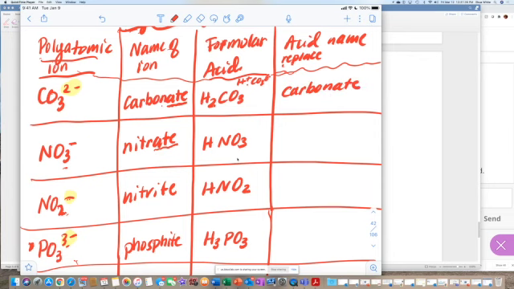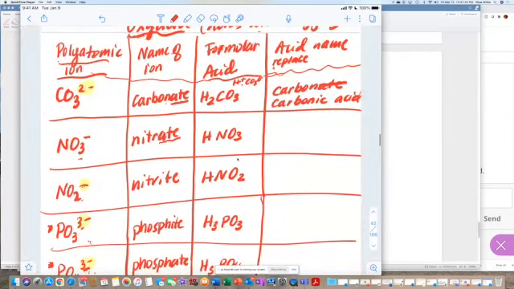Okay, so carbonate becomes carbon. Take the ate out. Carbonic acid. Carbonic acid. Okay. And then what used to be nitrate, ATE, becomes nitric acid. Replace the ATE with ic acid. And then nitrite becomes nitrous acid.